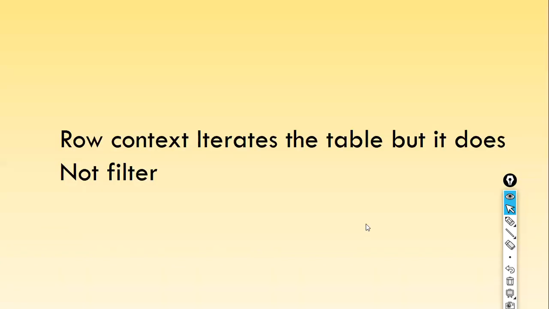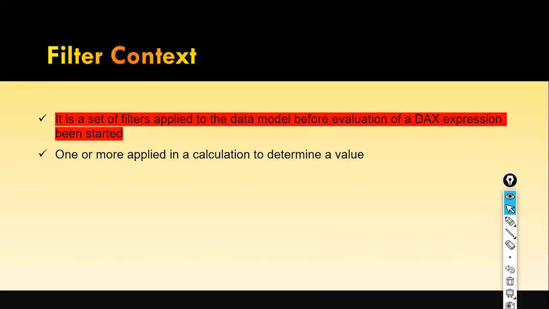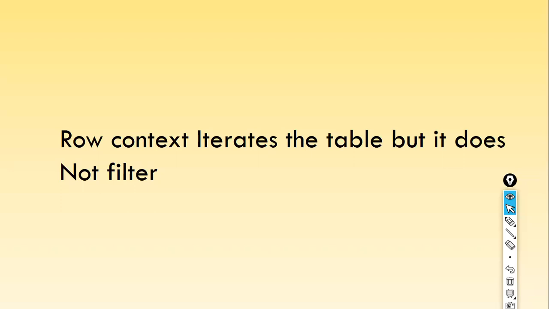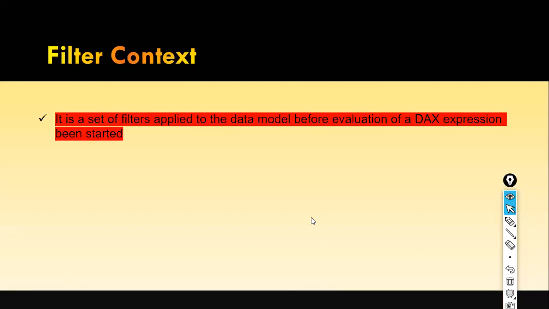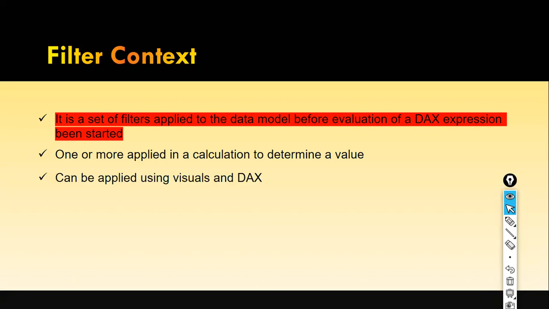Okay. So the row context iterates the table, but it does not do the filter. Whereas the filter context applies the filter, but it does not iterate the table. Which one? The filter context. That is the difference between row and filter context. The filter context is nothing but the set of filters, one or more, applied in a calculation to determine a value, and can be applied using visual syntax. See, this is the one you need to understand very clearly.